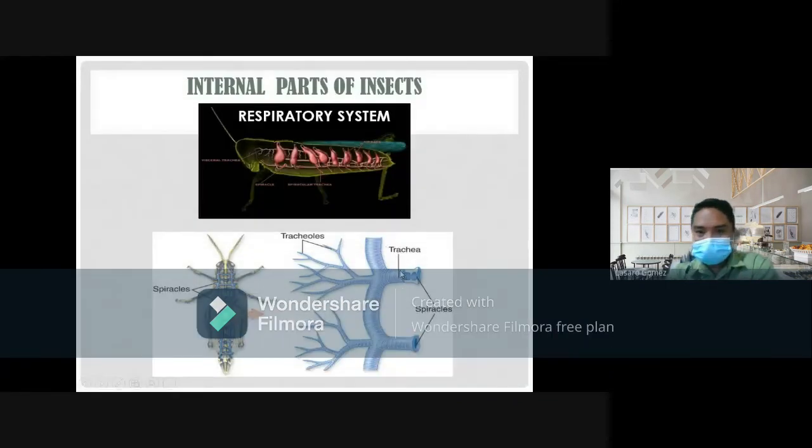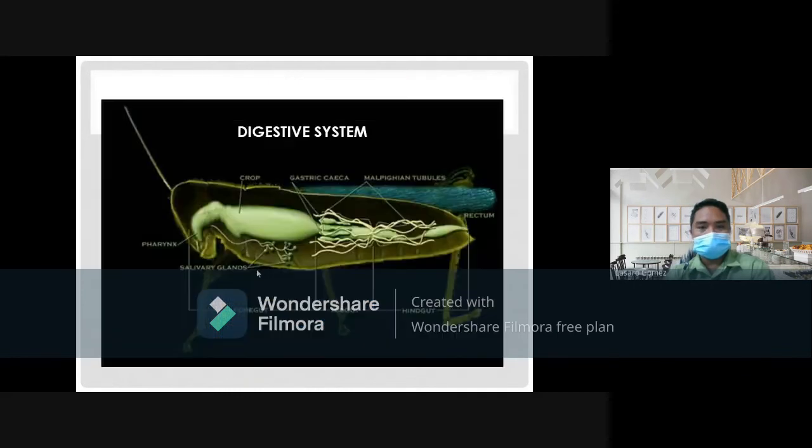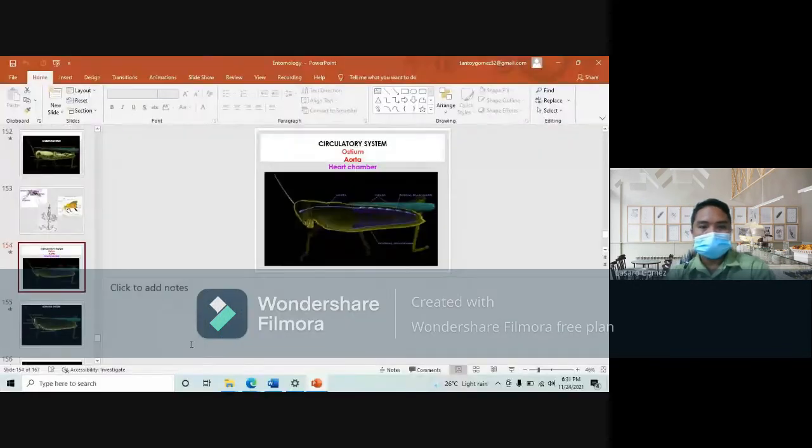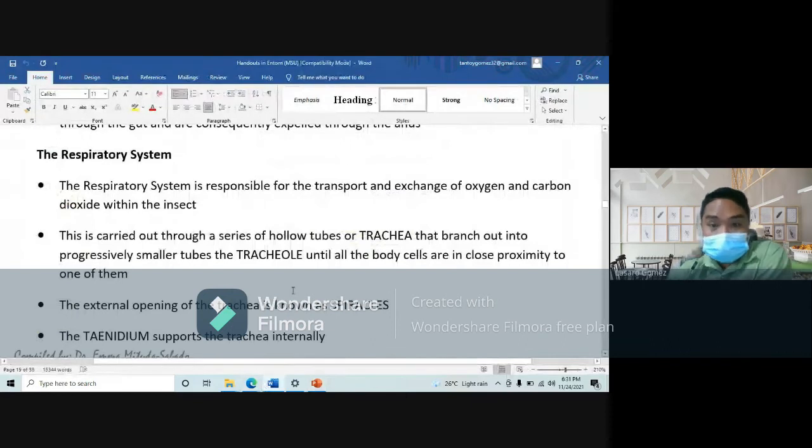Okay, this is what we call as the hollow tube, or what we call as the trachea. Kining spiracles, siya ang small opening wherein masulod ang oxygen diri. And this one also is what we call as the tracheoles or the small tubes, para ma-distribute niya ang hangin. Di po na siya ugat, but that is what we call as tracheole, smaller tube, until all the body cells are in close proximity to one of them.